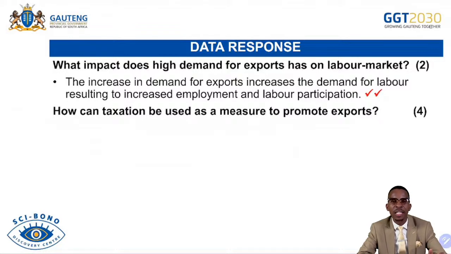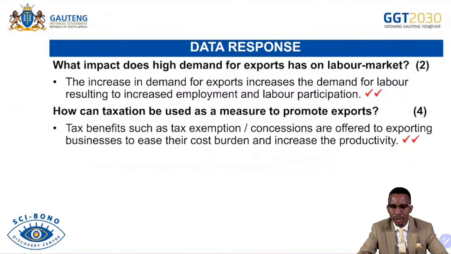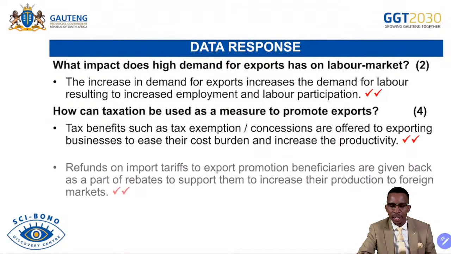For instance, maybe the business has to pay 28% on its revenues, but the business will then be obliged to pay only maybe 15% instead of 28%. So there's a certain exemption of 13%. Tax benefits such as tax exemption or tax concessions are offered to exporting businesses to ease their cost burden and increase productivity. Remember, if ever there's a tax concession, the business will be able to take that amount that was supposed to be paid for tax and use it to further the production purposes. So that will be reducing the cost of production if ever businesses are getting tax concessions or tax exemptions.